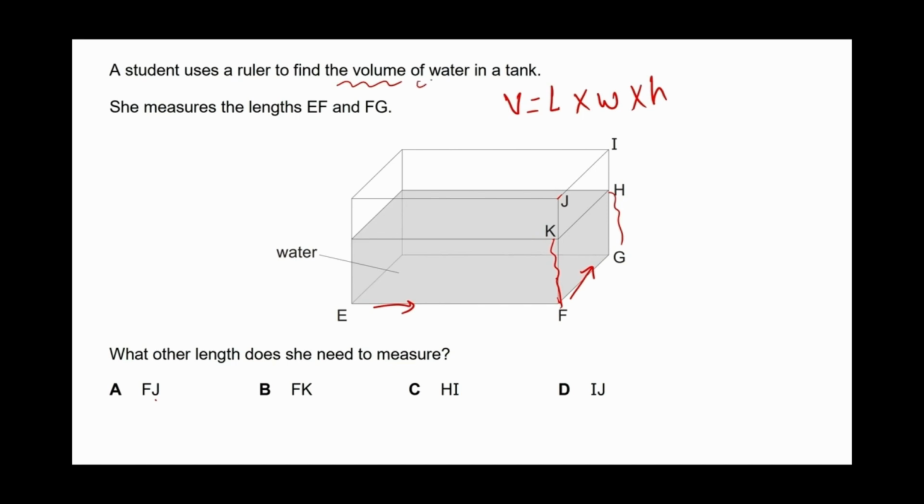She needs only to get the volume of the water. This is the water here. But FJ is of the tank itself, the height of the tank. But the height of the water is only FK. So the answer is FK.